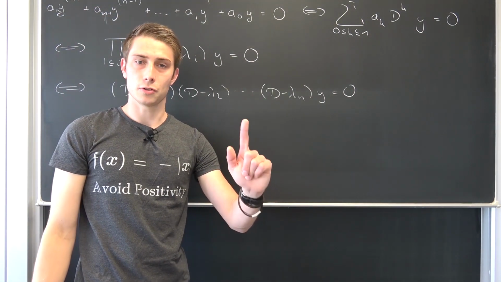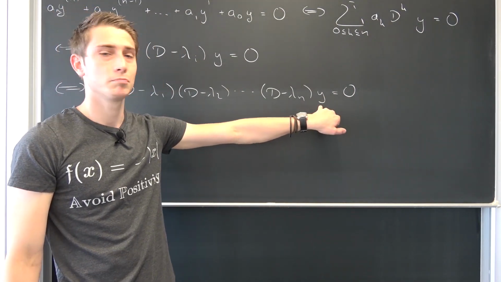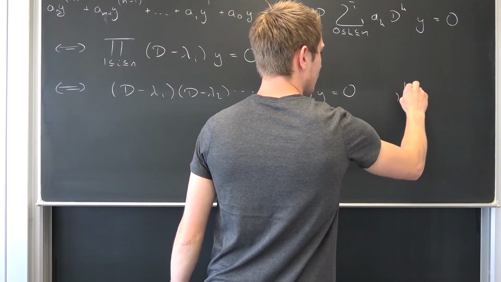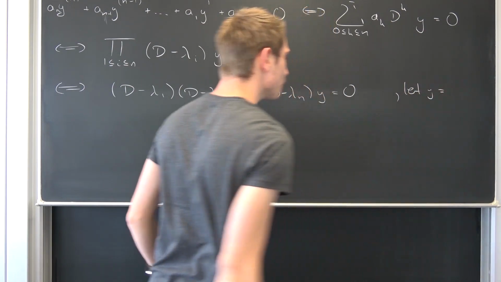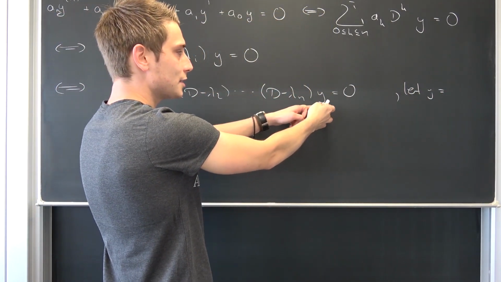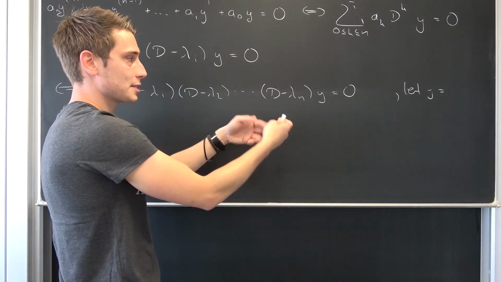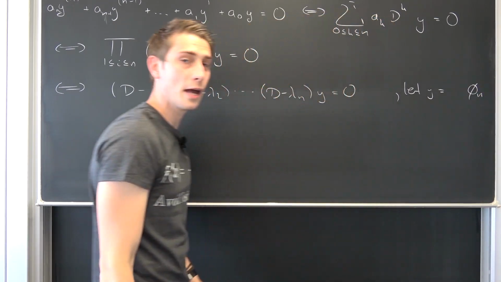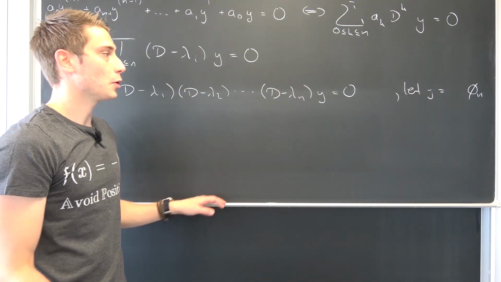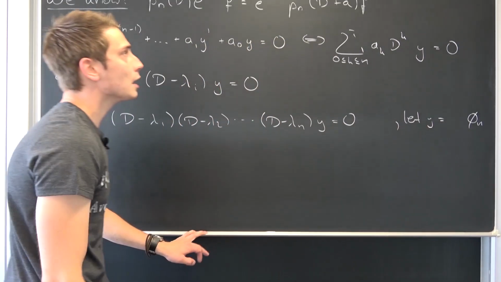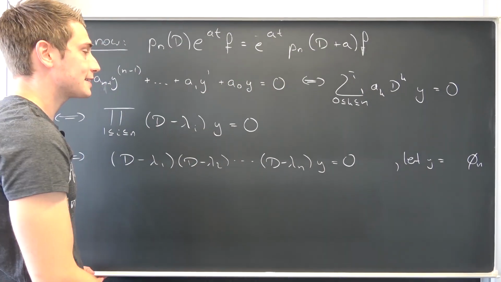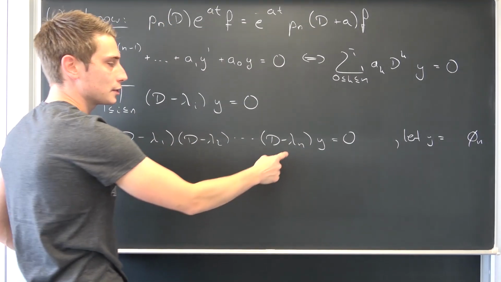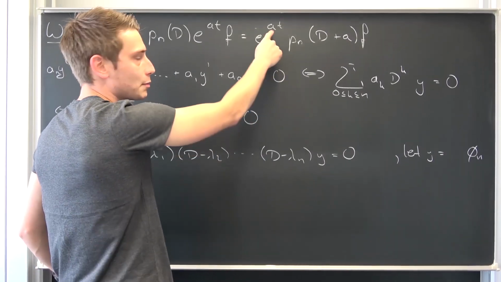Now we are going to do something we have done before. We are going to give our y a new name. Let y be equal to, and I'm going to put it like this. This renaming is going to correspond to the nth root. We are going to call it phi n, but also what we want to do, we want to equip this y right here with an exponential function, such that we can make use of this fact, D plus a, if we were to put e to the lambda n times t up here.